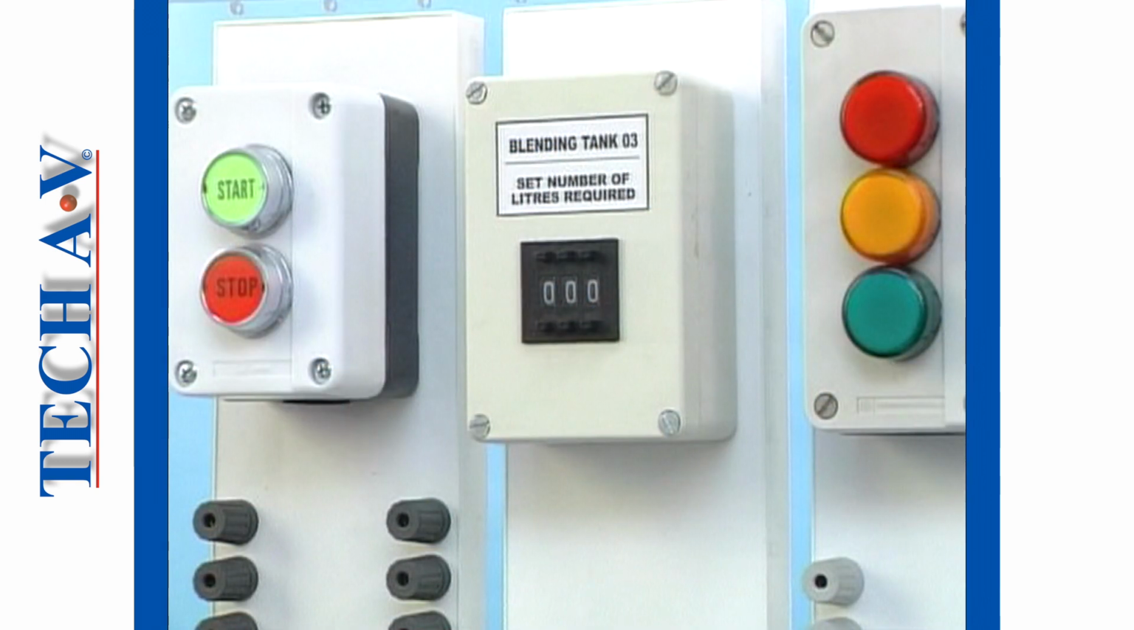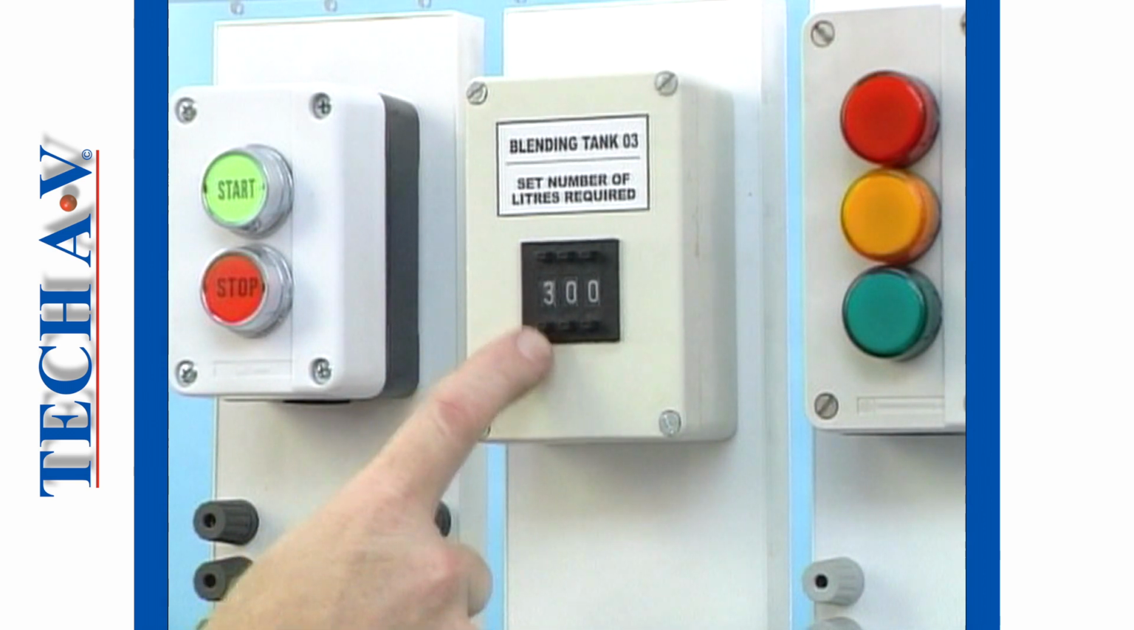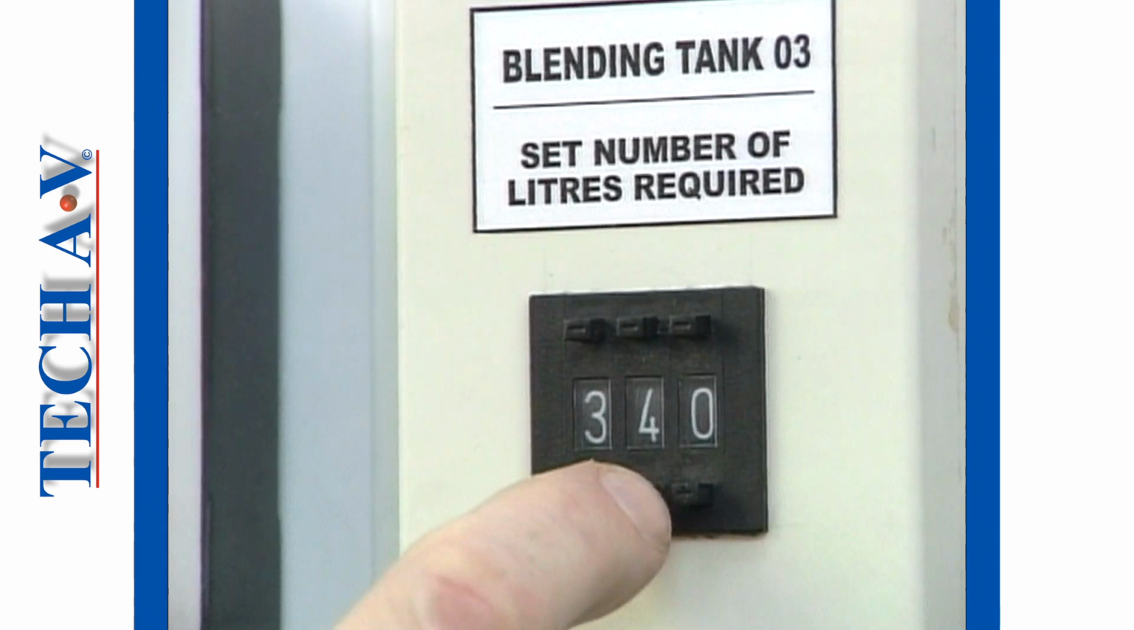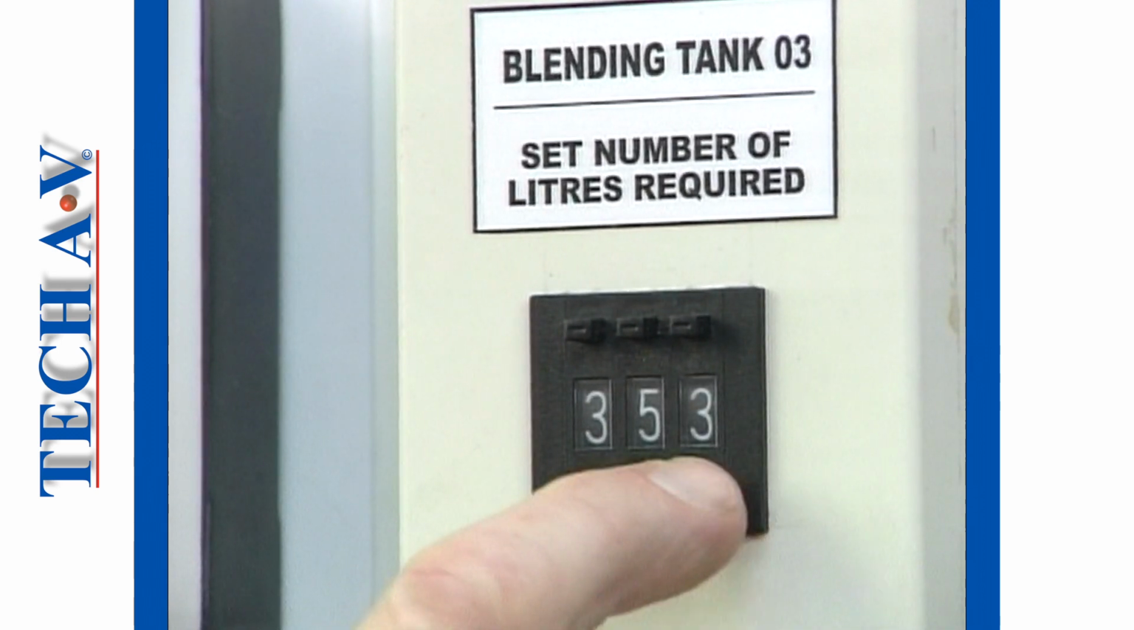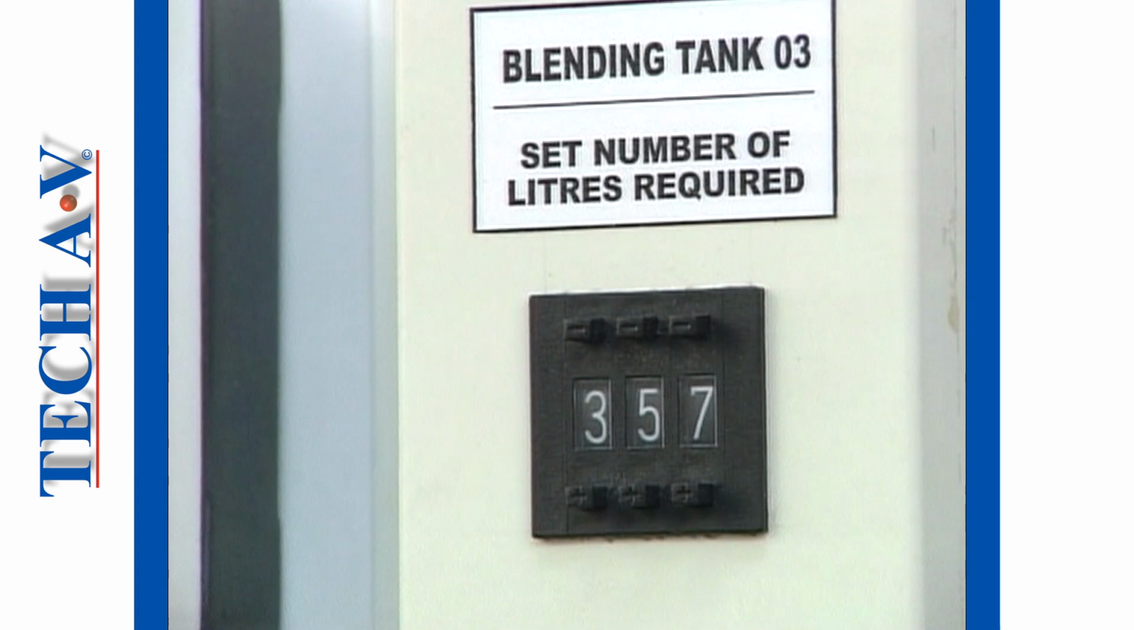Not every input device behaves like a simple two-state switch, sending discrete on-off signals to the logic. For example, this thumb wheel switch sends coded numerical data to the logic circuits based on a preset numerical value, which could, for example, represent the number of liters of ingredient required for a blending process.